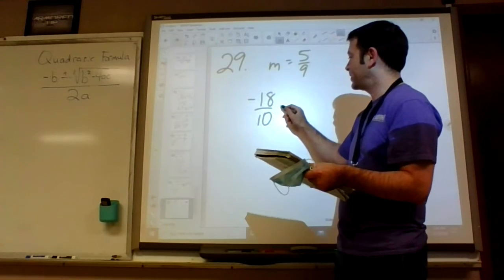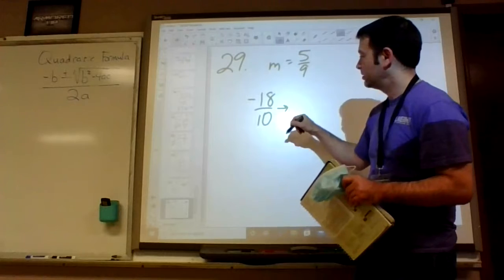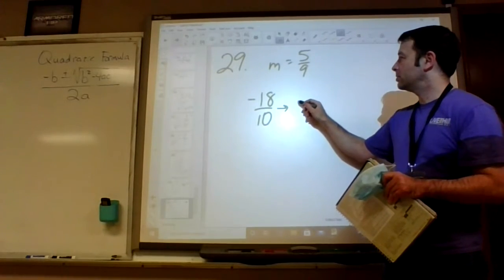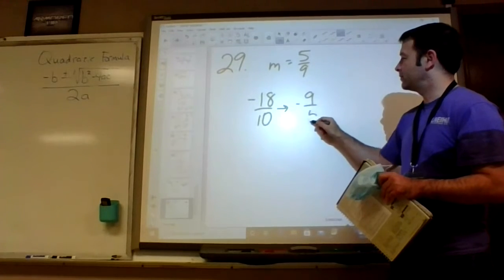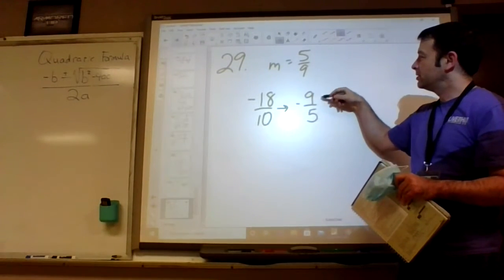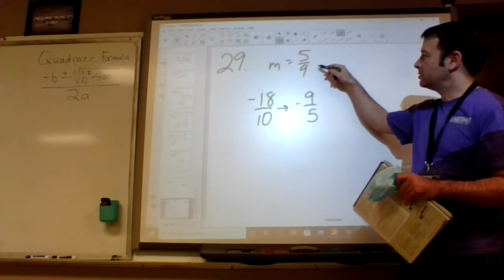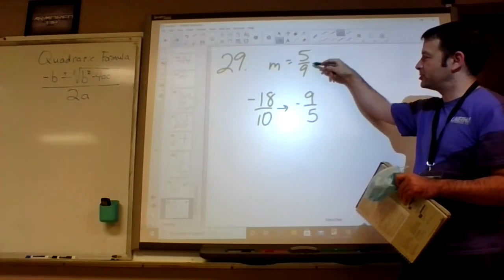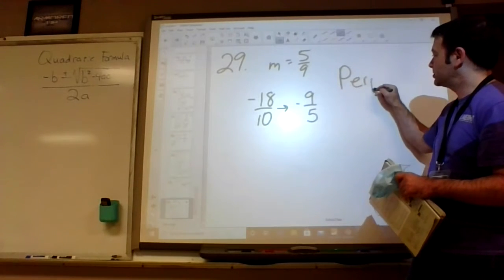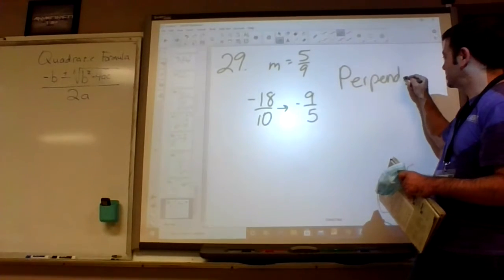Which we can simplify that a little bit, right? So negative 9 over 5. Okay, that is right. Those are opposite reciprocals. Those are perpendicular slopes. So 29 is perpendicular. You guys know how to spell that?